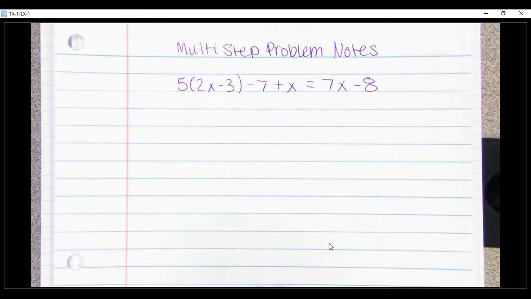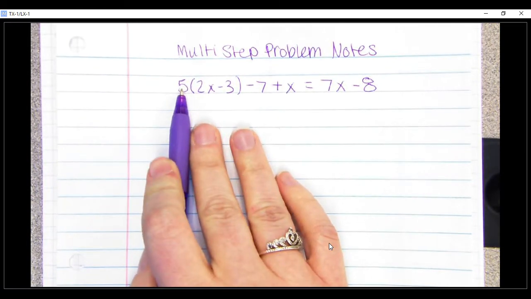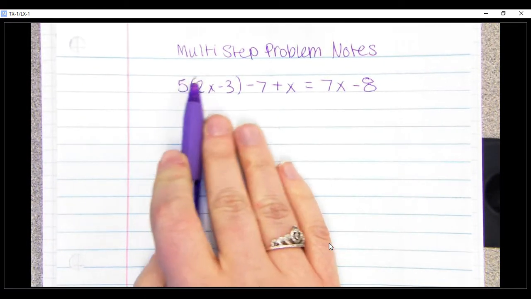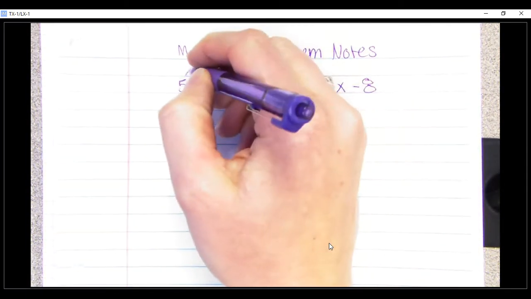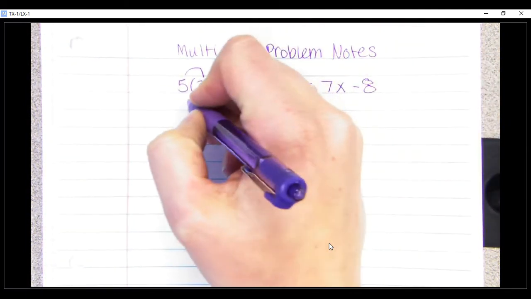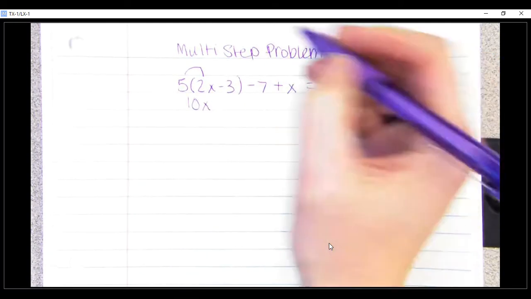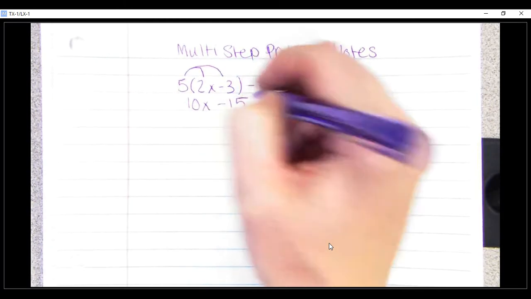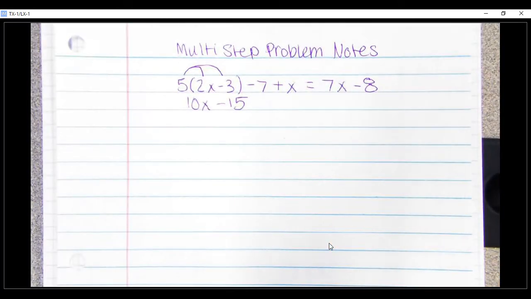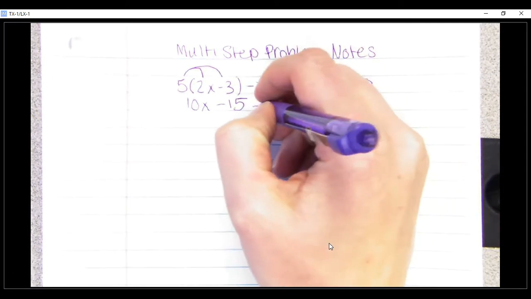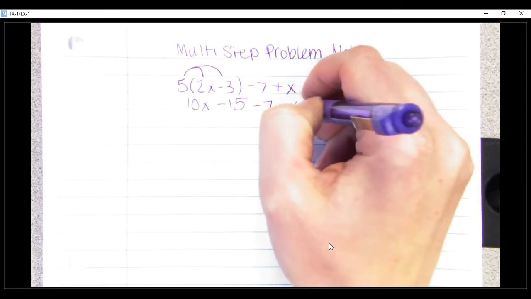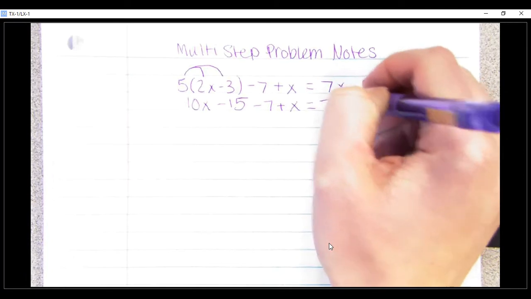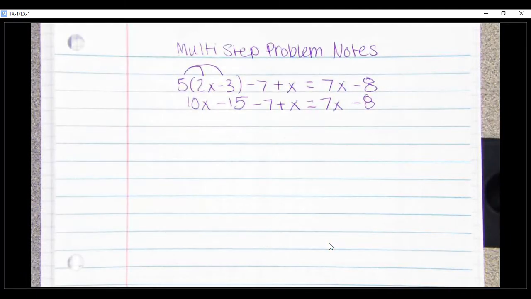I have a 5 in front of the parentheses, and I need to multiply that by 2x and -3. So 5 times 2x is 10x, and 5 times -3 is -15. Great, I have done my distributive property. I am just going to write down everything else I didn't use because it's still part of the problem. Now that I've done step 1, I'm going to go on to step 2.